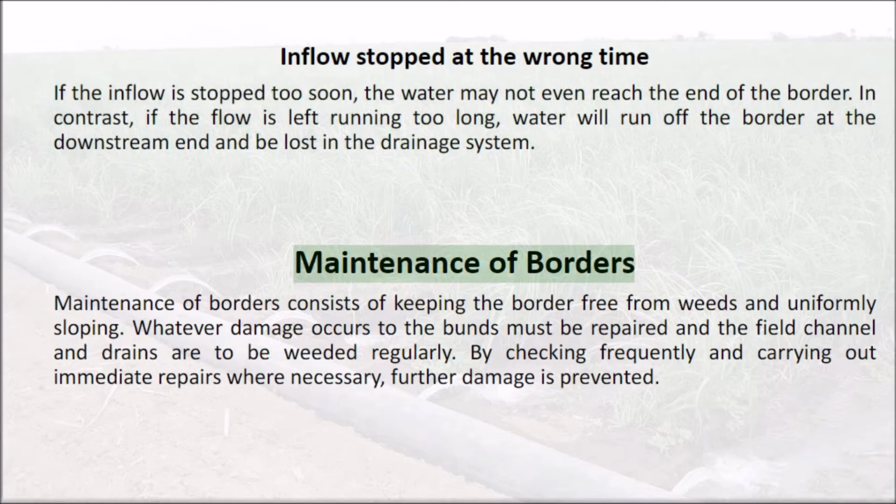Maintenance of borders. Maintenance of borders consists of keeping the border free from weeds and uniformly sloping. Whatever damage occurs to the bunds must be repaired, and the field channel and drains are to be weeded regularly. By checking frequently and carrying out immediate repairs where necessary, further damage is prevented.